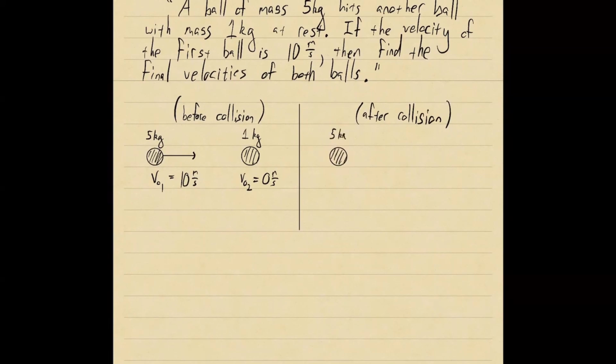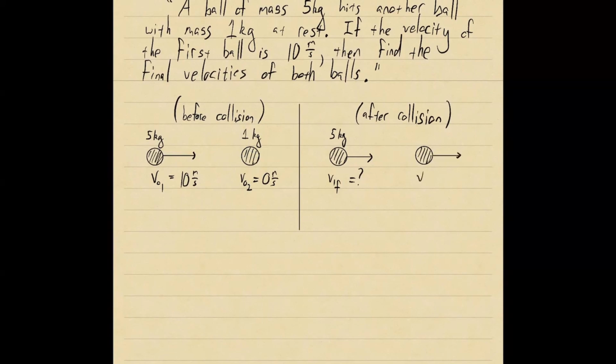It still weighs 5 kilograms. Maybe it's moving to the right, maybe it's moving to the left. I'm not sure, but I'm going to draw it as if it's moving to the right. So we don't know the final velocity of this. And then afterwards, intuitively, we can think that if the second ball was initially at rest, and then it gets hit by another ball from the left, we would expect that afterwards it's going to be traveling to the right.